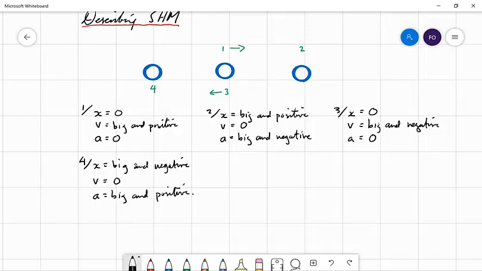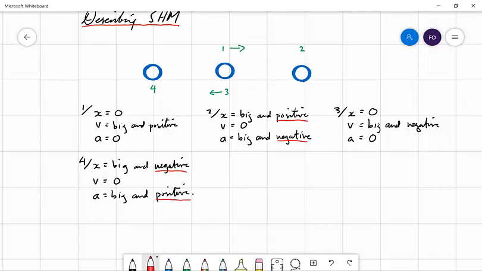Okay, so now we can see a kind of pattern here that whenever x is big, a is also big, but they always have the opposite sign here. So we can see that when this one is positive, this one is negative, and when this one is negative, this one is positive. So they're kind of both doing the same thing, getting big at the same time, but they have opposite signs. So we can draw that as a kind of graph.